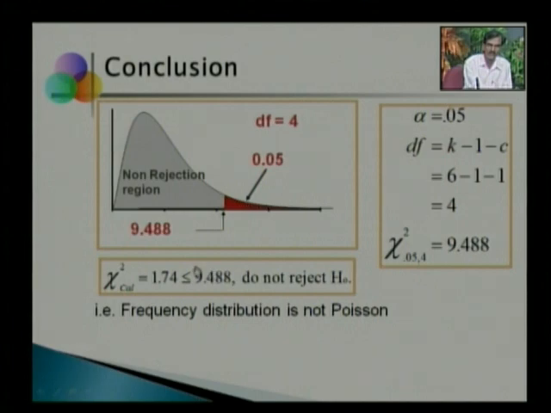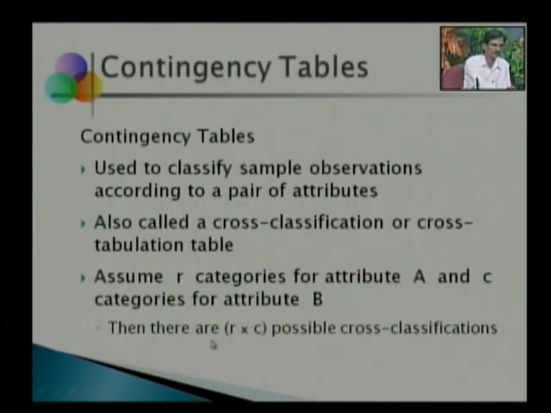So the calculated value is less than the table value. It means that we do not reject the null hypothesis, right? That means we accept the null hypothesis. So the frequency distribution is not a Poisson distribution.